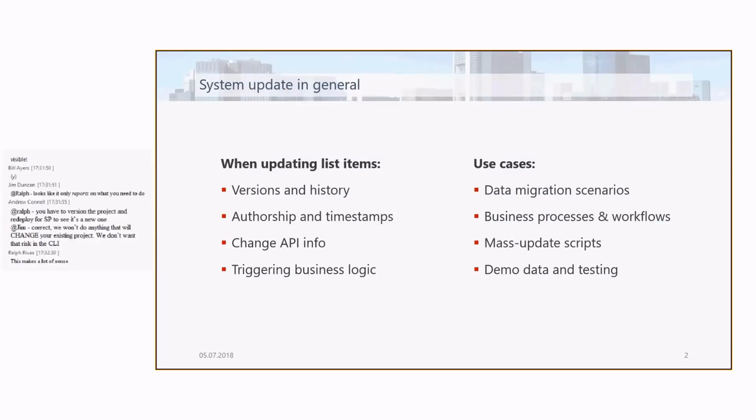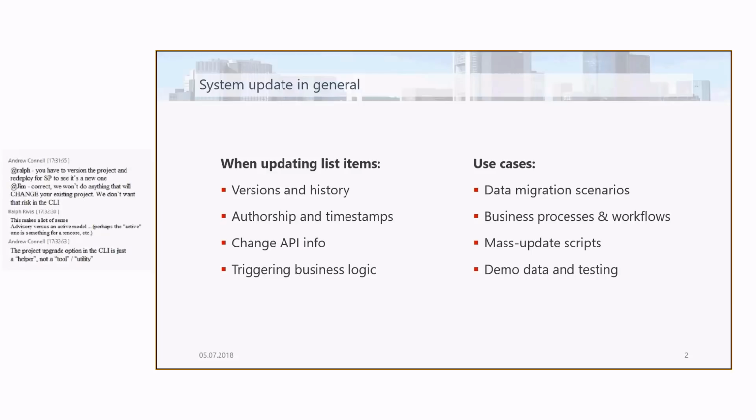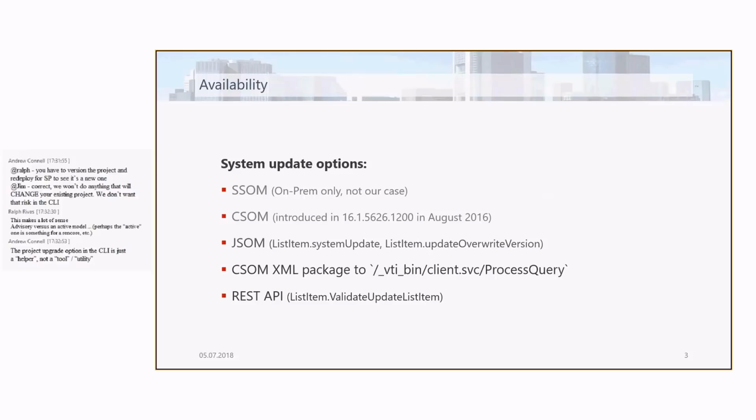A few words about the system update concept in general. System update provides a way of updating an item's metadata, skipping new version creation, keeping the last modified by authorship and not changing the previously modified timestamps. The use cases for system update are different scenarios with data migration, mass update scripts, and business processes, likewise approving your promotion or bonuses on behalf of the CEO. Just kidding. But this is the power of system update.